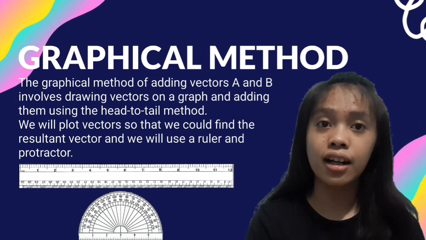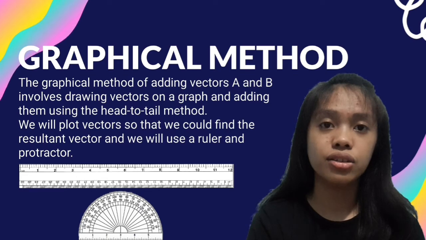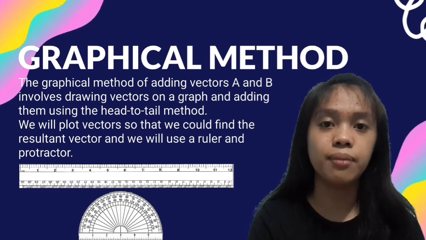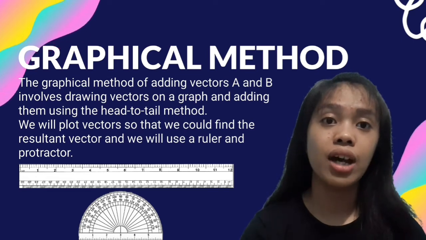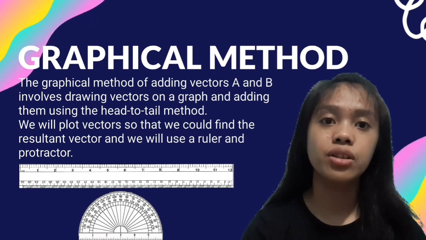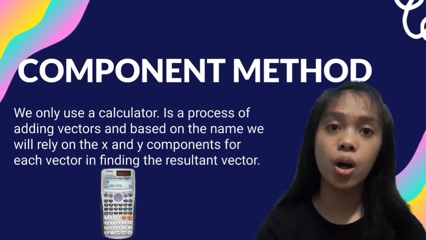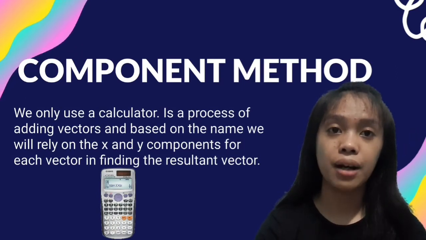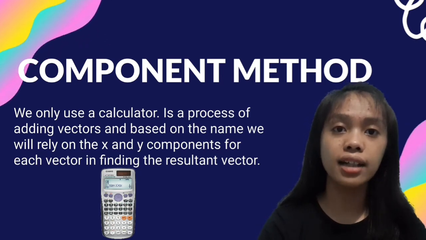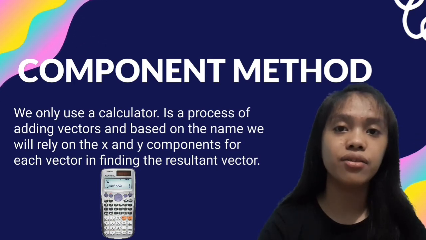Graphical method. The graphical method of adding vectors A and B involves drawing vectors on a graph and adding them using the head-to-tail method. We will plot vectors so that we could find the resultant vector, and we will use a ruler and protractor. Component method. We only use a calculator. It's a process of adding vectors, and based on the name, we will rely on the x and y components for each vector in finding the resultant vector.